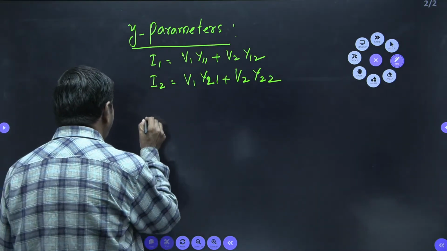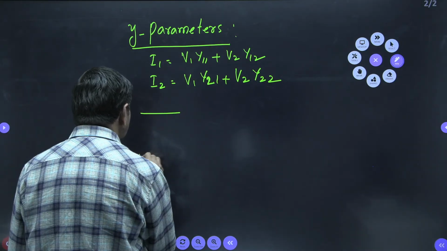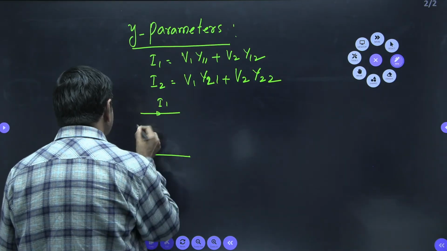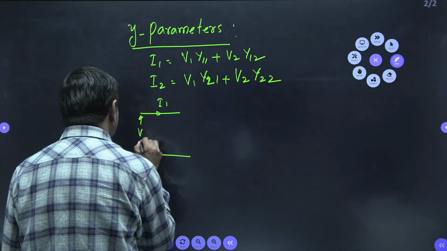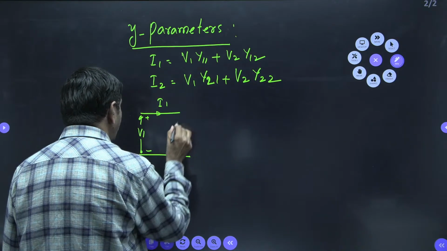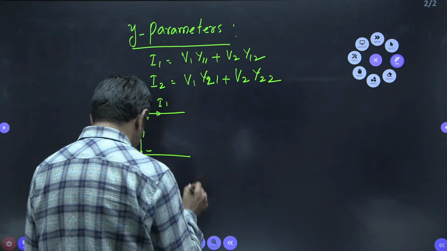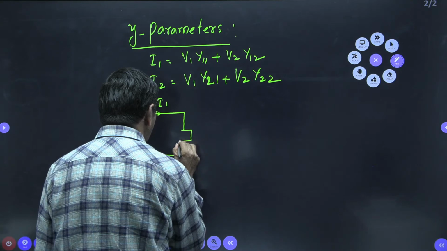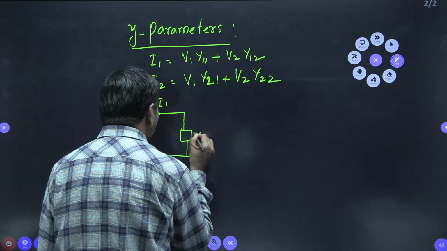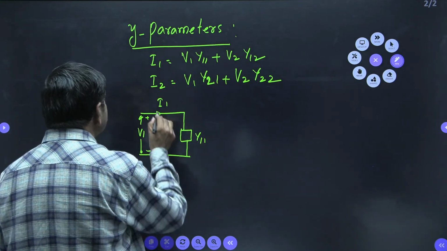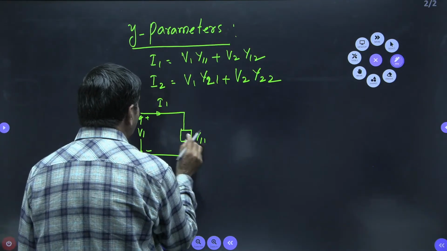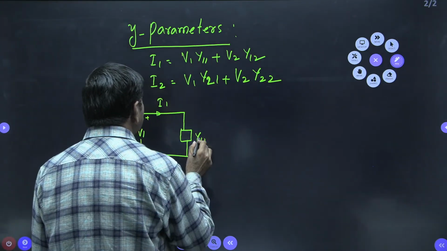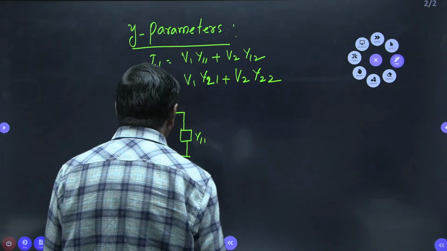Here we require the current source. This current source is to be taken as I1. It may have the voltage V1, no problem. Even if you have taken voltage V1, it's not a mistake. And here I have taken the admittance Y11. This is Y11 I want to put, because I1 equals V1 into Y11. In parallel, the voltage will be the same only. Y11 into V1 we are getting.